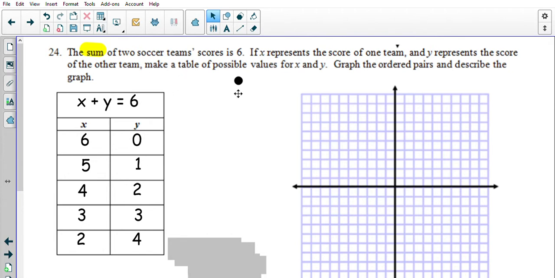So let's graph these. 6 comma 0, 1, 2, 3, 4, 5, 6 is going to be right here. 5 comma 1 is going to be right here. 4 comma 2, 3 comma 3, and 2 comma 4. So really this one, I'm not going to put arrows on both ends because it's one that cannot really continue forever, but it could go up to 0, 6 would be an option in this case.